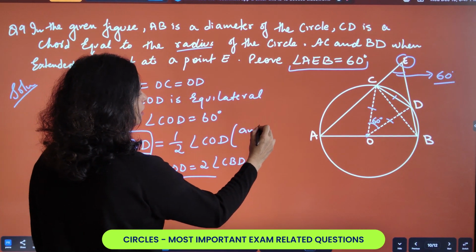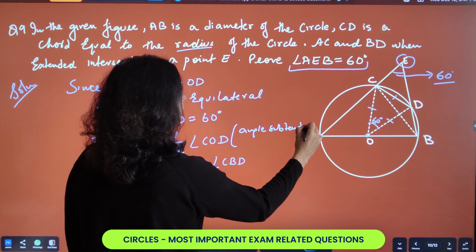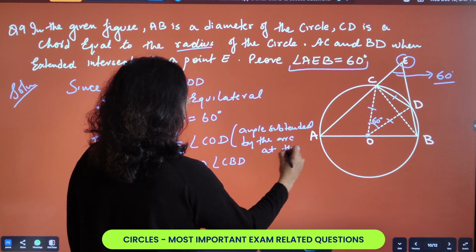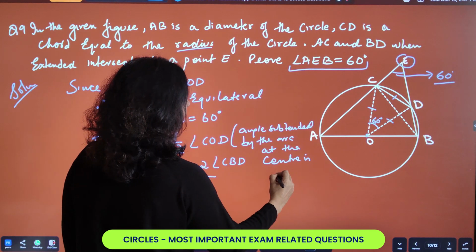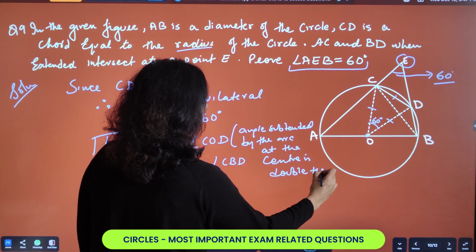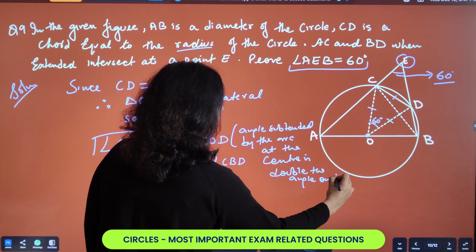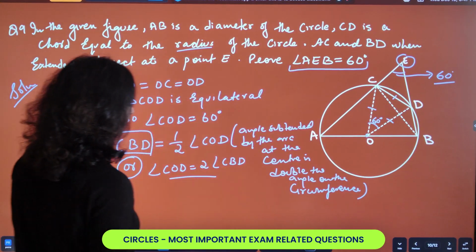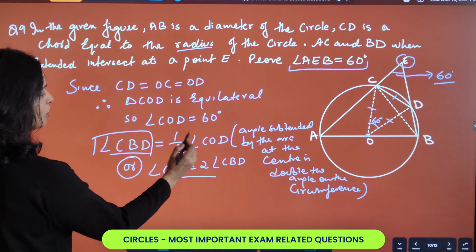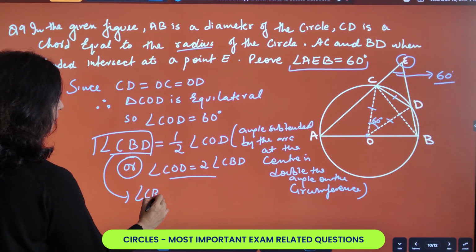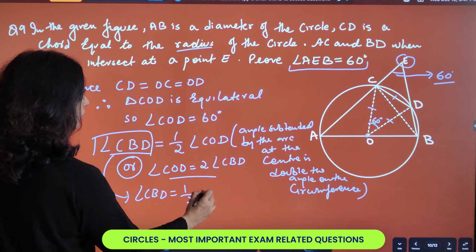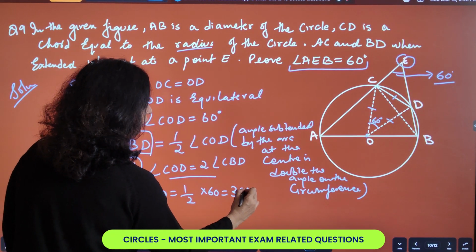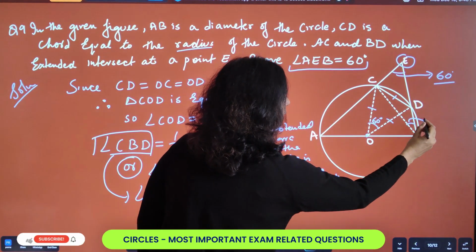Okay, so here I have just made it CBD because we need to find CBD. So we can say angle subtended by the arc at the center is double the angle on the circumference. Alright, so here we can write CBD is equal to half also, right? So we can find CBD is equal to half of COD, which is 60 degrees. So we will get this as 30 degrees. Okay, so we got this as 30 degrees.